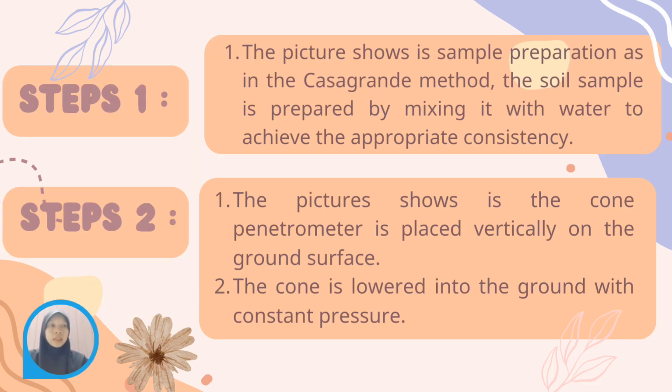Step 1. The picture shows sample preparation as in the Casagrande method. The soil sample is prepared by mixing it with water to achieve the appropriate consistency. Step 2. The picture shows the cone penetrometer is placed vertically on the ground surface. The cone is lowered into the ground with constant pressure.